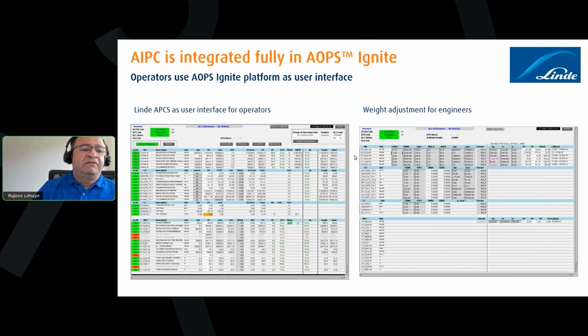We also have a very intuitive operator interface. So the AOPS Ignite platform hosts multiple applications such as automatic plant startups, AI plant control, and many others, but it uses a single operator interface. And this is just an example of what the operator interface for both operators and engineers would look like.